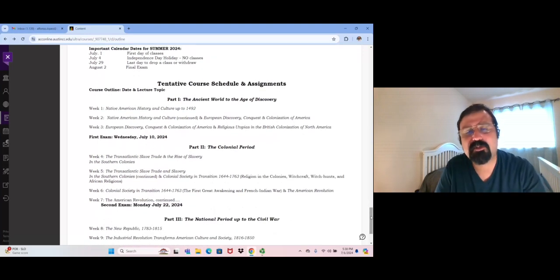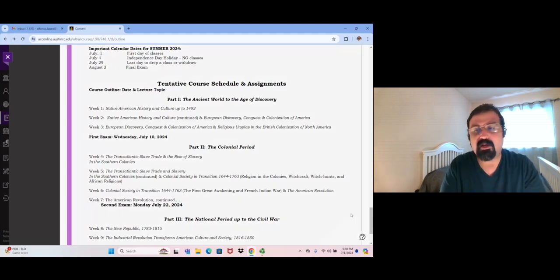The last page of the syllabus looks at calendars, the important calendar dates. The first day of classes is July the 1st. July the 4th, of course, is that holiday, no classes. July the 29th is the last day to drop class or withdraw. And August the 2nd is the final exam again.